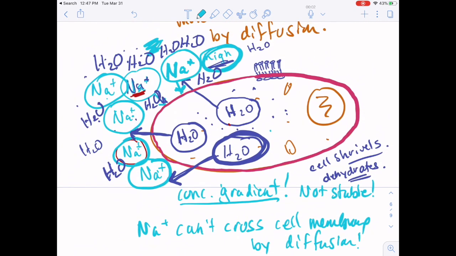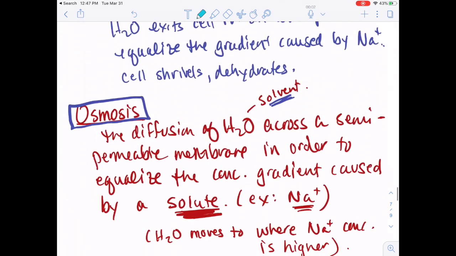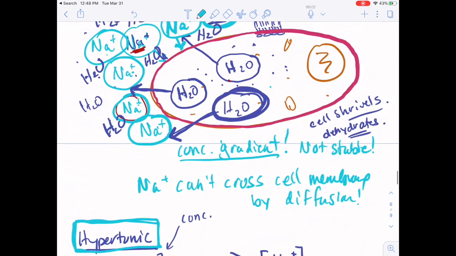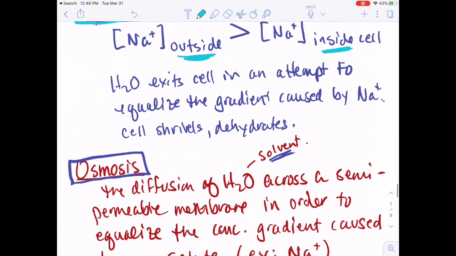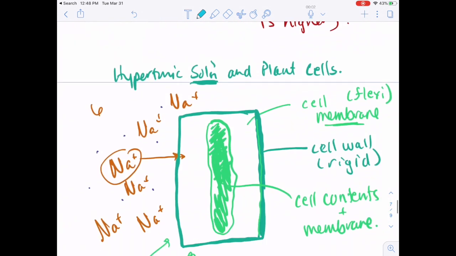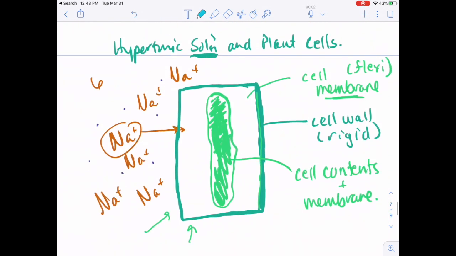Here we have a hypertonic situation. And we also talked about how water's going to exit the cell, it dehydrates, and it could actually shrivel up. So the cell shrivels and dehydrates. Okay, and we talked about how a plant cell in a hypertonic solution is a little bit different.